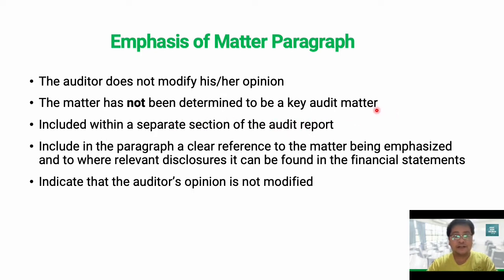So these are items that are different or distinct from the information that we have already reported in key audit matters. So we include it within a separate section of the audit report. And we include in the paragraph a clear reference to the matter being emphasized and to where the relevant disclosures can be found in the financial statements. Meaning to say, we will highlight the note disclosure, the note number where the information is further discussed. And finally, we emphasize that our opinion is not modified because of the addition of the emphasis of matter paragraph.